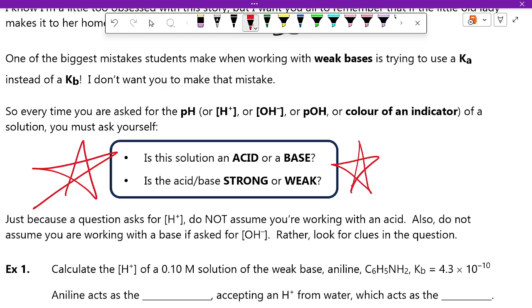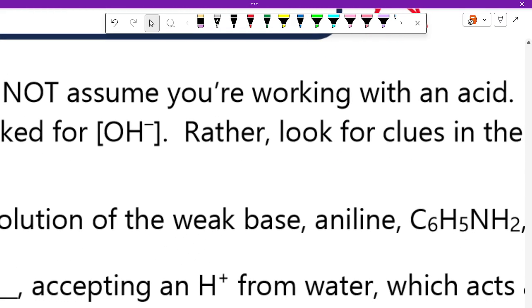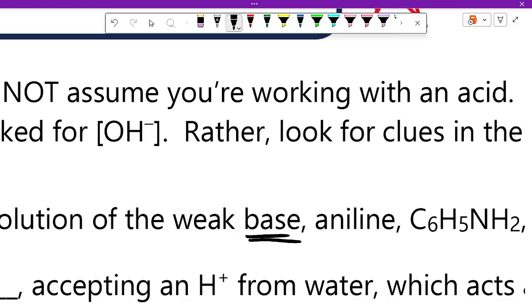You need to look at your substance and see if there are clues in the question that tell you. For example, if I was to give you H2CO3, you would be like, aha, that is a weak acid, yes? And you know what another clue is? Look at this. You're given a weak base. That's going to be a base, right? The clues are not subtle. Usually, you just need to remember to look for them.